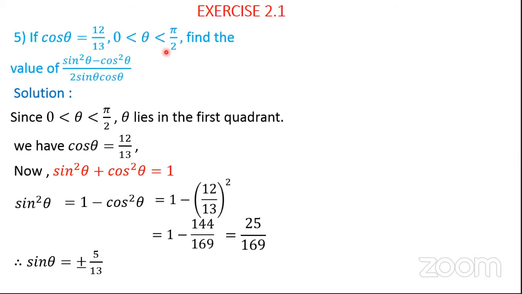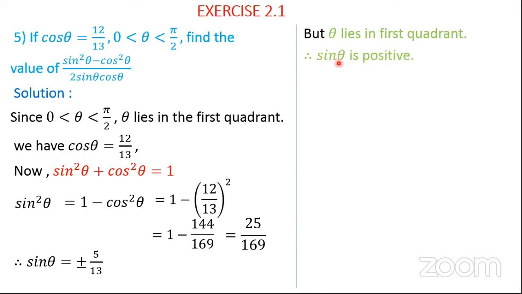So now here we will use this information that theta lies in the first quadrant. Since theta lies in the first quadrant, and in the first quadrant both sine theta and cos theta are positive, therefore here sine theta is also positive. Therefore we are considering here only the positive value of sine theta. So sine theta is plus 5 by 13.